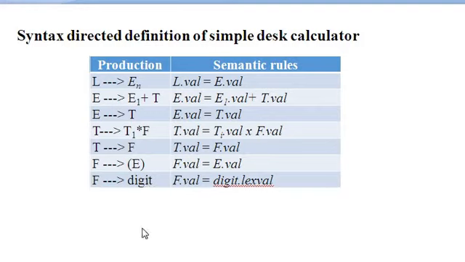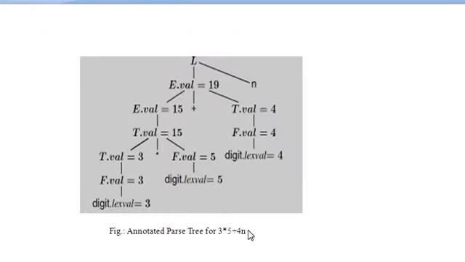Now let's see an example using this simple desk calculator. In our calculator we use the addition sign and the multiplication sign. Consider any input string like 3 into 5 plus 4, and this one is your n. So your input will be 3 into 5 plus 4 n. Digits may vary. So here, draw the annotated parse tree.